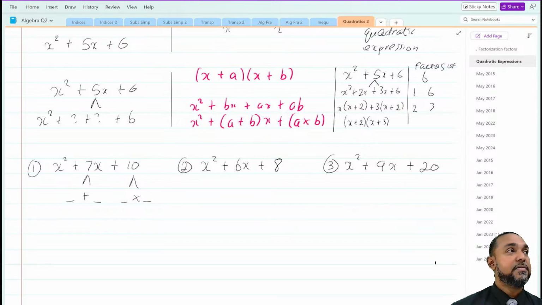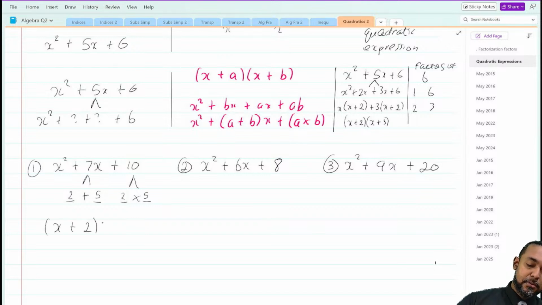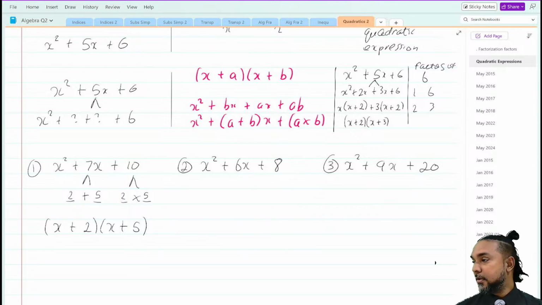So what are the factors of 10? What pairs of numbers will multiply to give me 10? 1 by 10 and 2 by 5. Do either of those pairs add back to 7? Which one? 2 and 5, right? So we've identified 2 and 5, and 2 by 5. So all we have to do here is put x plus 2 by x plus 5. All right? What about x squared plus 6x plus 8, right?